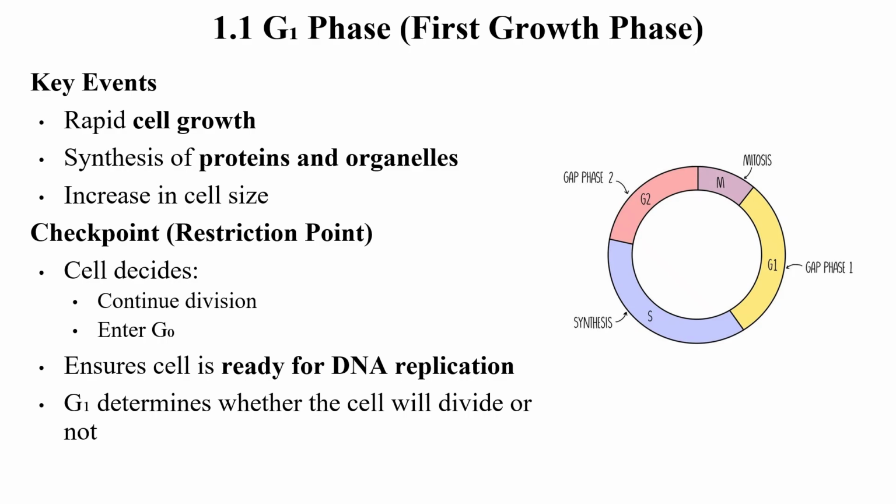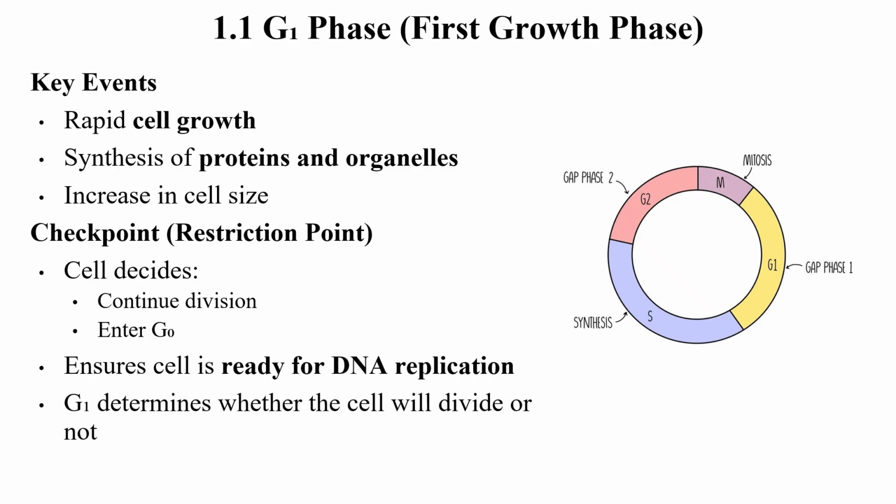So this is the G1 phase, the first growth phase. What are the key events that take place in the G1 phase? Rapid cell growth, synthesis of proteins and organelles, and the cell increases in size. The checkpoint is known as the restriction point. At the end of G1, the cell reaches this important checkpoint, the restriction point.